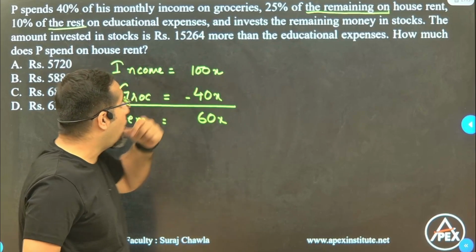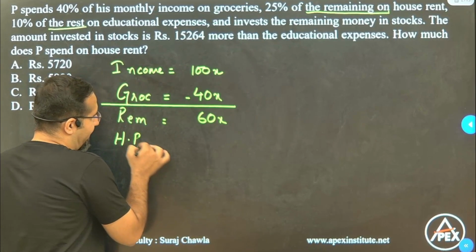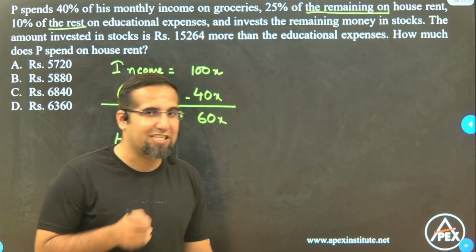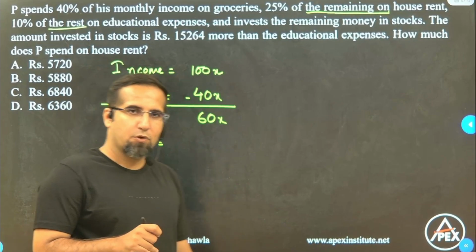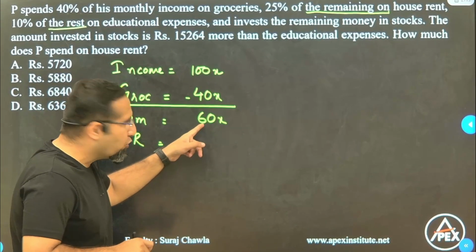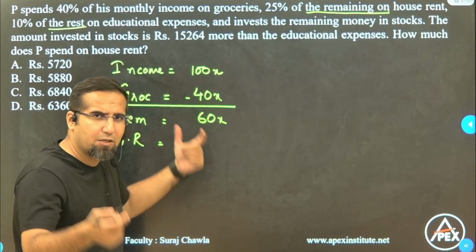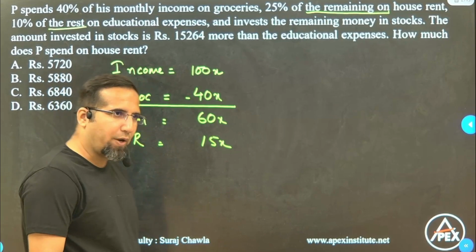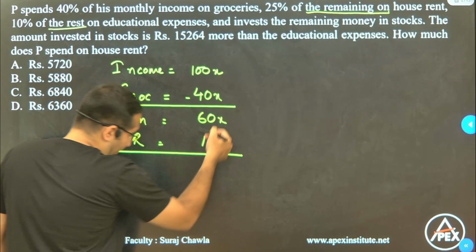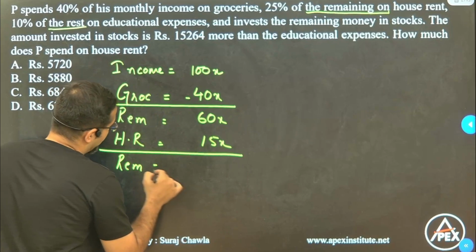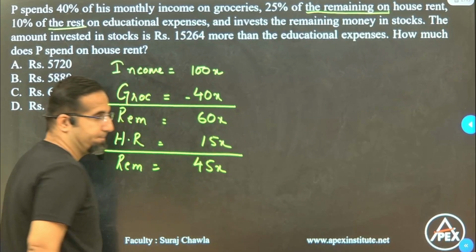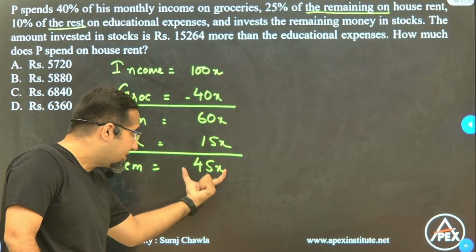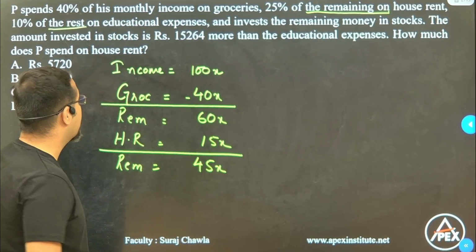Clear? So now on house rent, he's spending 25% of this value, that is 60x. Now we should know that 25% fraction conversion is 1 by 4, right? So therefore, we calculate 1 by 4 of 60. Now it's very easy, right? 60 by 4. What is 60 by 4? 60 by 4 is going to be 15x. So he spent 15x on house rent, right? So after deduction, the remaining value is going to be 45x. Clear, guys? Now he spends 10% of the rest, that means 10% of 45x on educational expenses.